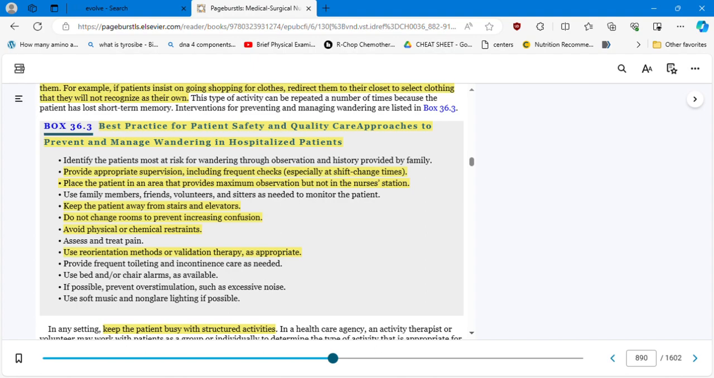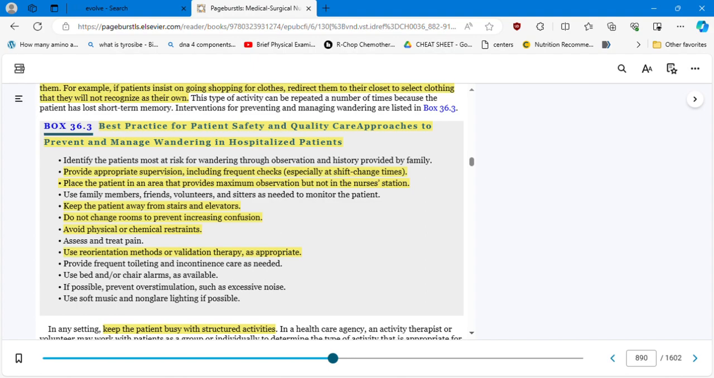But if you see that the unit is very busy and there is a lot of activity, for example, transferring patients to other procedures, admissions, discharge, this is too much activity for the patient to be there, right? So if you see that the unit is kind of slow and quiet, you can bring the patient. So you have to analyze.